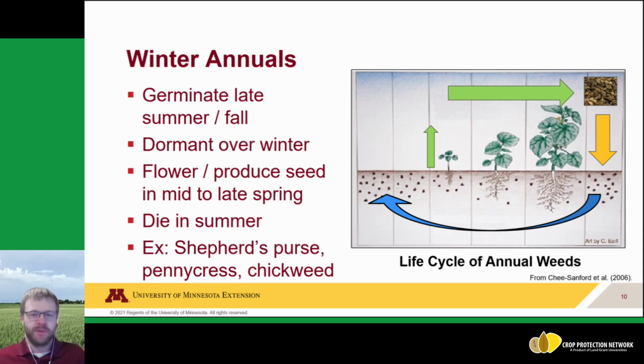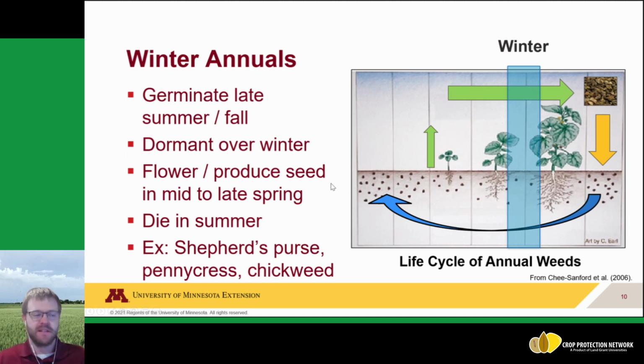Winter annuals are really the same type of setup. They're completing that life cycle in less than a year. The only difference is winter happens somewhere in the process of that life cycle. So unlike summer annuals, those weeds typically germinate from that soil seed bank in the late summer or early fall period. They grow a little bit in the fall, overwinter or go dormant throughout that winter period, and then regrow again in the spring before they flower and produce viable seeds. Some examples there are shepherd's purse, pennycress, chickweed, and a number of others.